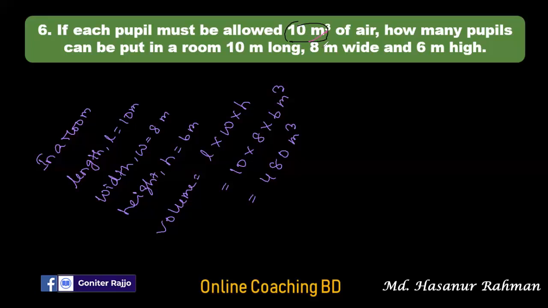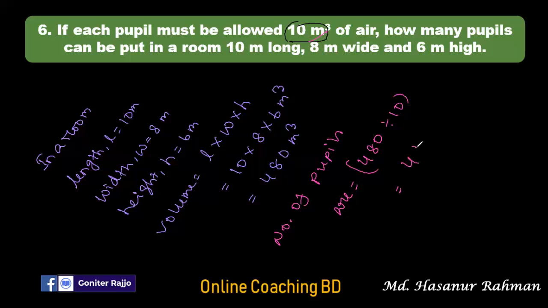Now the question says, if one pupil must be allowed 10 meter cube of air, how many pupils can be put in a room of this dimension? So we can say number of pupils are 480 divided by 10. Then our final answer should be 48. So answer should be 48 pupils. And that is the answer of number 6.